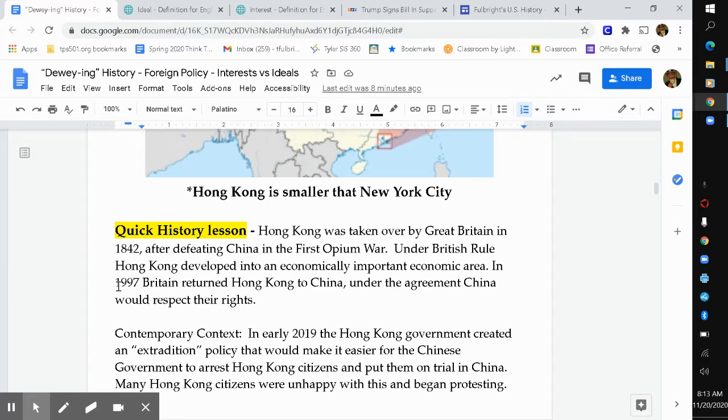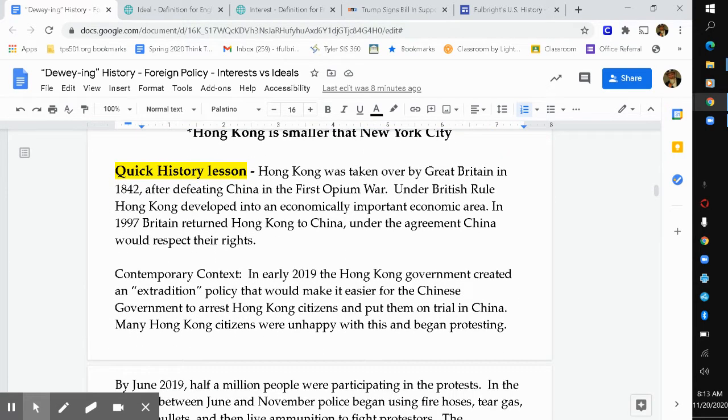In 1997, Britain returned Hong Kong to China under the agreement that China would treat those people in Hong Kong with rights, the rights that they had grown used to having under Great Britain. If we are comparing rights under Great Britain, modern rights at least, to the rights in communist China, we might be able to assume that the people of Hong Kong would expect to have more rights than Chinese citizens.